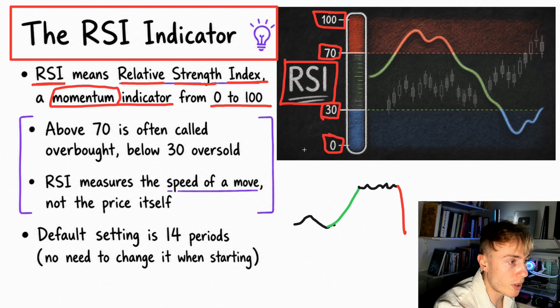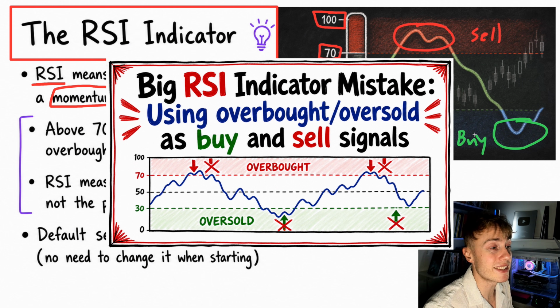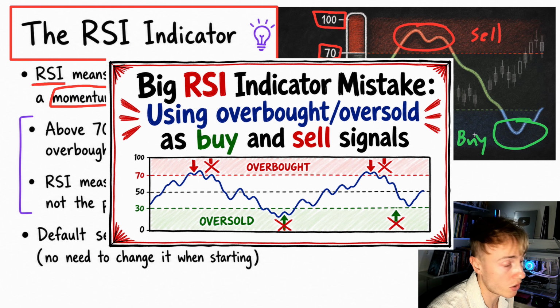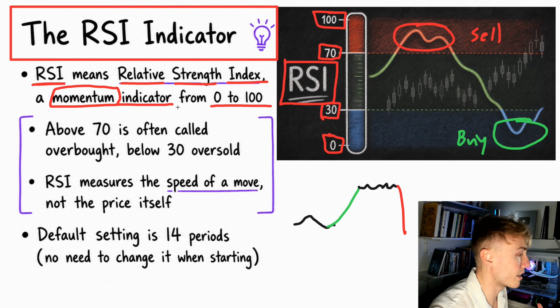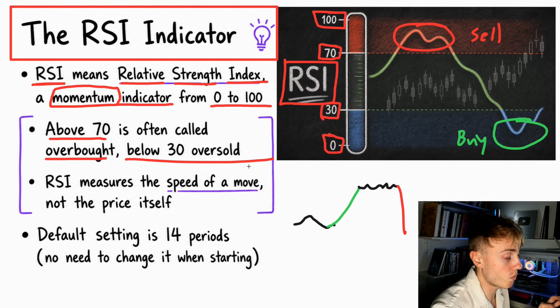And I already want to mention that a very common mistake that many traders make when they use the RSI is that they see the RSI between 70 and 100 as a sell signal, and they see the RSI in between 30 and 0, like for example right here, as a buy signal. And this right here is a big mistake, and this is not how we are going to use the RSI. This is never how you should use RSI, in my opinion. But as you can see, it's still good to know about that. Above 70, we often call it overbought, and below 30, we often call it oversold.